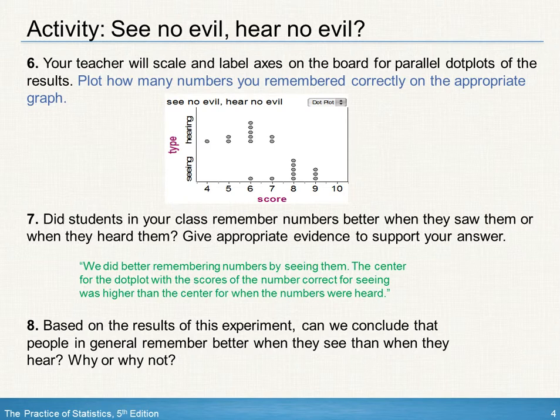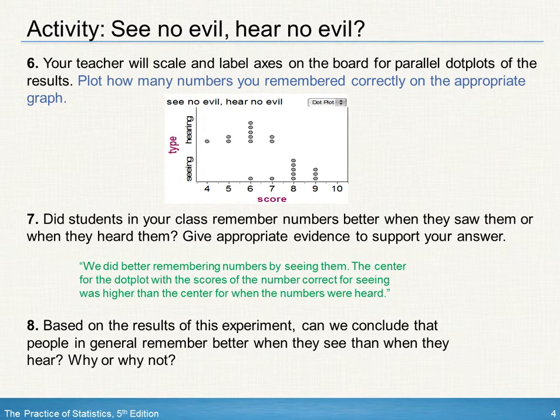Question 8 asks, based on the results of this experiment, can we conclude that people in general remember better when they see than when they hear? Why or why not? The responses you will hear will be very interesting. I have heard, yes, I heard this was true from psych class.